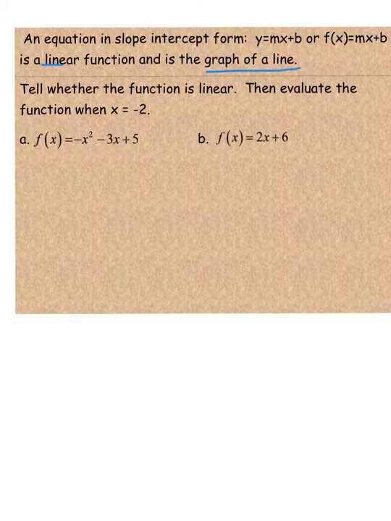So we want to determine whether the functions below are linear, and then we want to evaluate each function when x is equal to -2. So in our first equation, f of x equals -x squared minus 3x plus 5, we can see that we have a squared term here. That does not look like y equals mx plus b. So therefore, this is not linear.